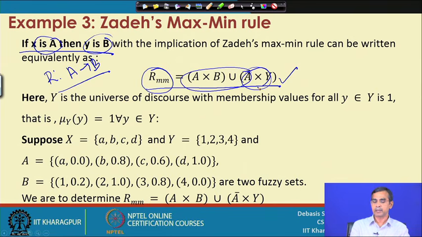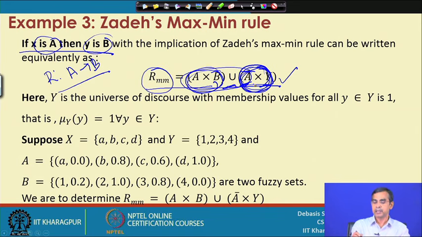Because A cross B can be stored as a two-dimensional matrix, while A is a one-dimensional matrix, it is not possible to apply the union operation on these two. To make it applicable, another Cartesian product is applied over A cross Y. Then it gives a relation matrix, and the two matrices are of the same size, and therefore the union operation can be applied.